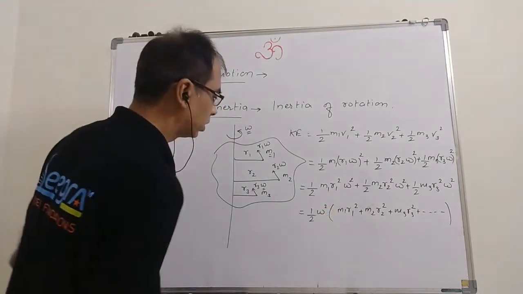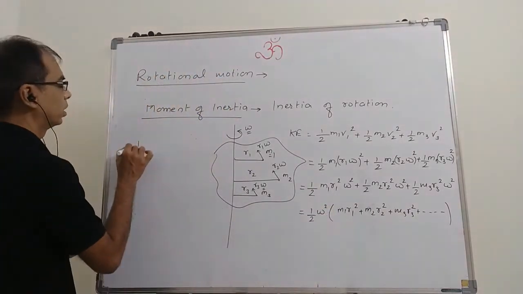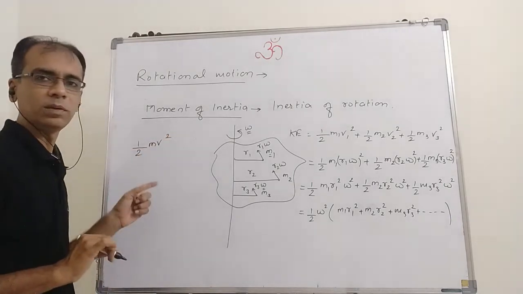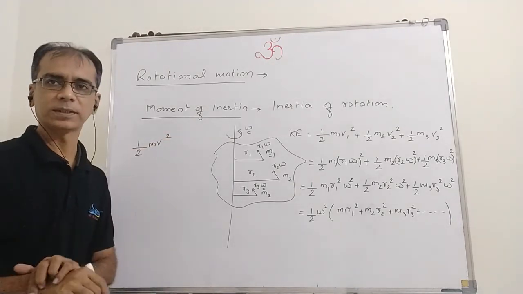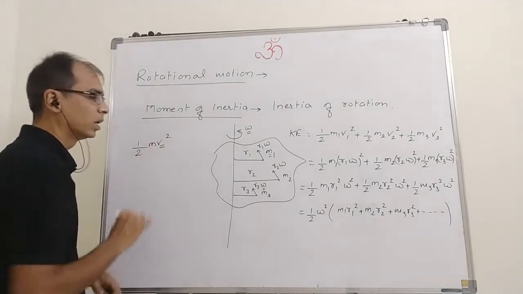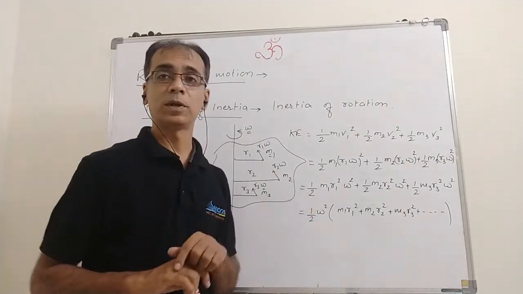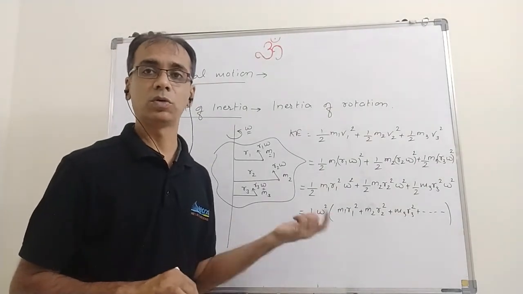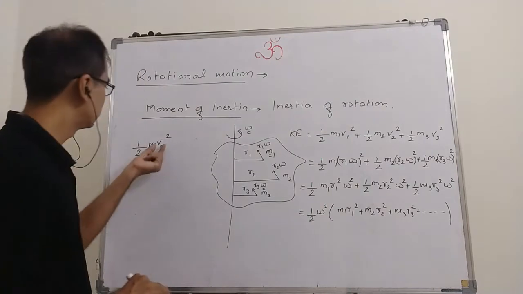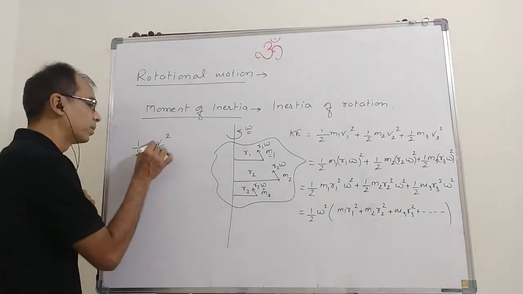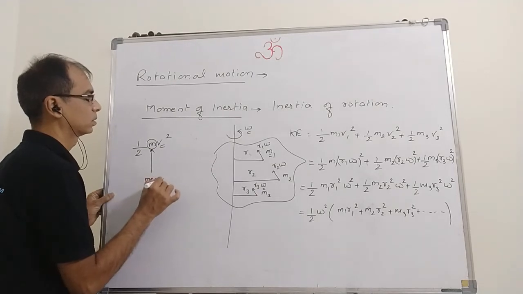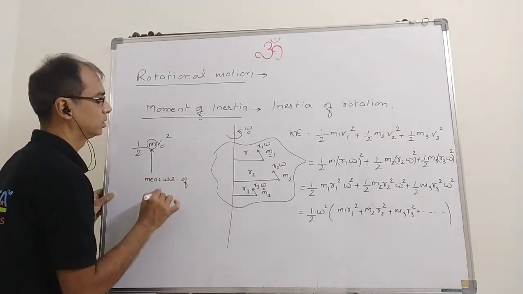Now you compare it with the normal kinetic energy formula. What is the kinetic energy formula? Half mv square in linear motion. This v is the velocity of the center of mass. And what is omega? Omega is velocity in angular motion or rotatory motion. So let's compare. This is omega square, this is v square. Now what is this m? M is the measure of inertia.